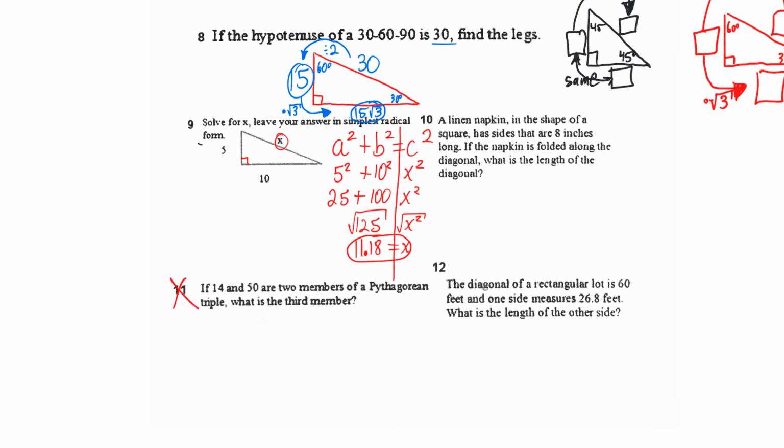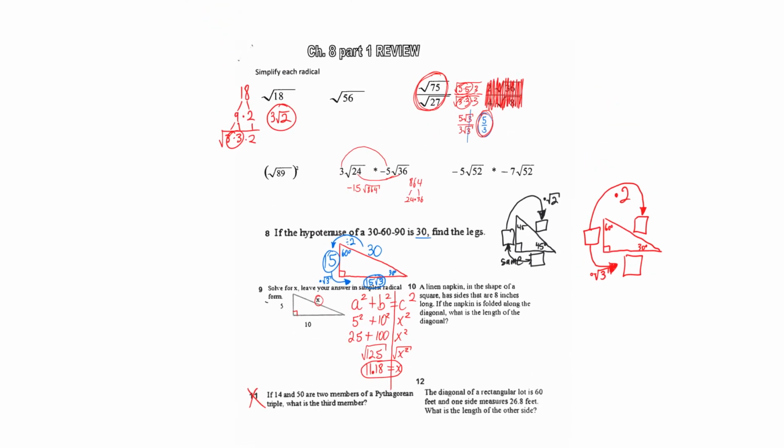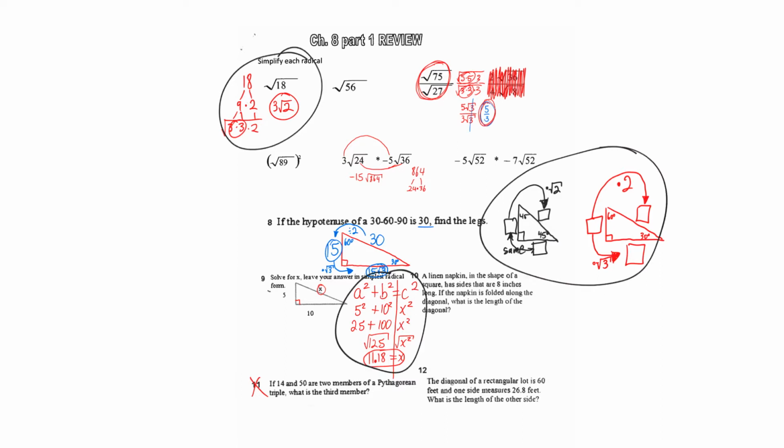Okay, there's a couple on here I want you to skip. Skip number 11. Don't worry. So this is going to be the main 3 things on your test: doing simplifying stuff like this, doing the special rights, and then doing Pythagorean theorem. It's going to be the 3 main things on your test. Simplifying, special rights, and the Pythagorean theorem.